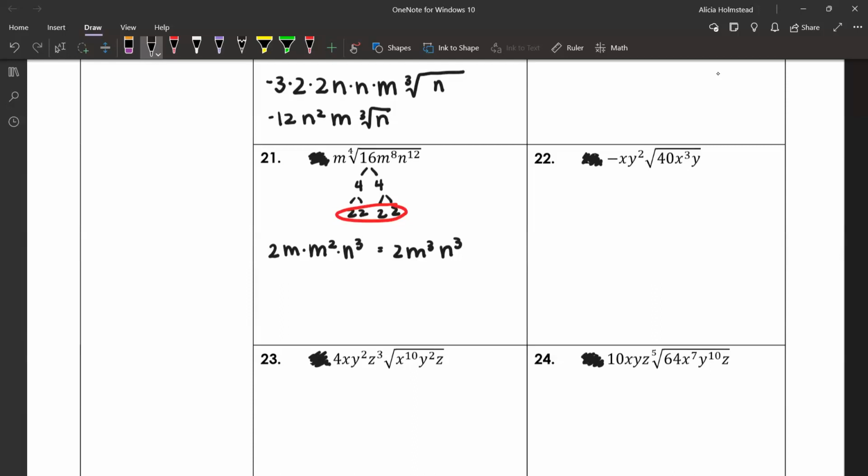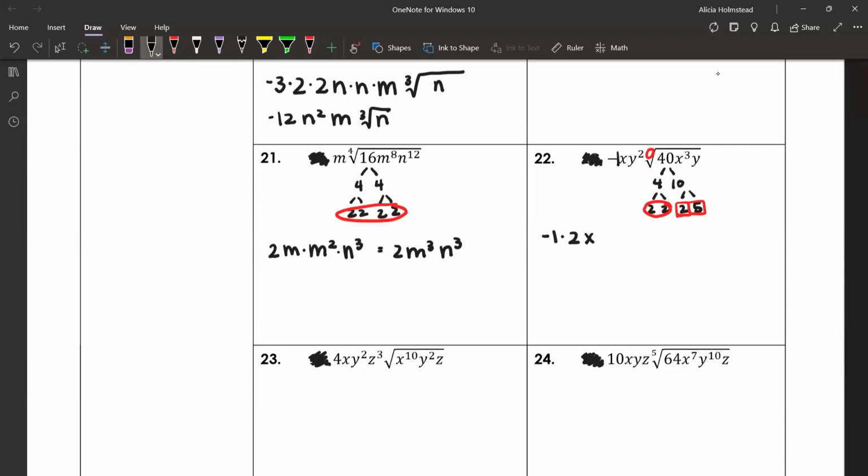Number 22, we have 40 that we need to break down into its factors, which would be 4 and 10. 4 is 2 and 2. 10 is 2 and 5. Our index is a 2, since it's not written. So we need groups of 2. So we've got one group of 2, and then we have a 2 and a 5 left over. So if we start pulling those out, we'll have the negative. Remember, this is like a negative 1. So we have a negative 1 multiplied by the 2 that we can pull out from the group of 2.